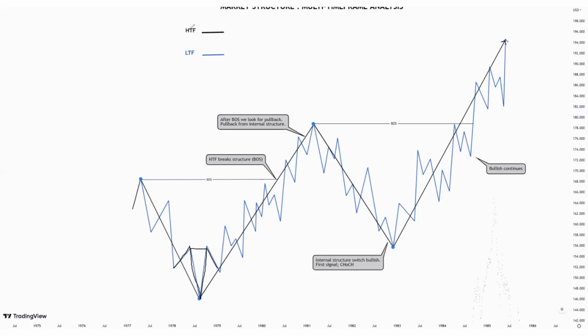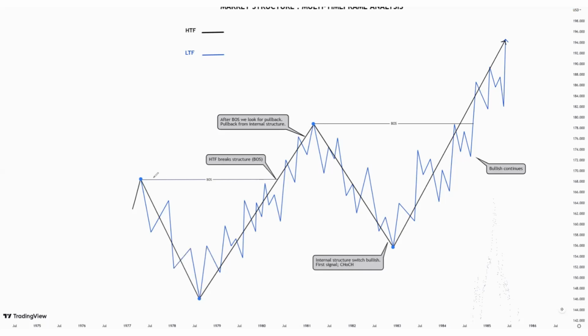Personally, I use 4 hour as the high time frame, then the lower time frame is 15 minutes. You can use 4 hours and 1 hour, or 1 hour and 15 minutes, but make sure there is a gap between them, not too much, but a gap. So you can't use 1 hour and 2 hours, or say high time frame 1 hour and lower time frame 30 minutes, because they're just going to show the same thing.